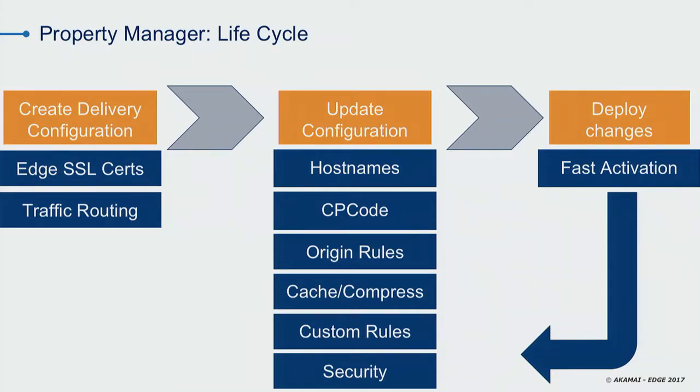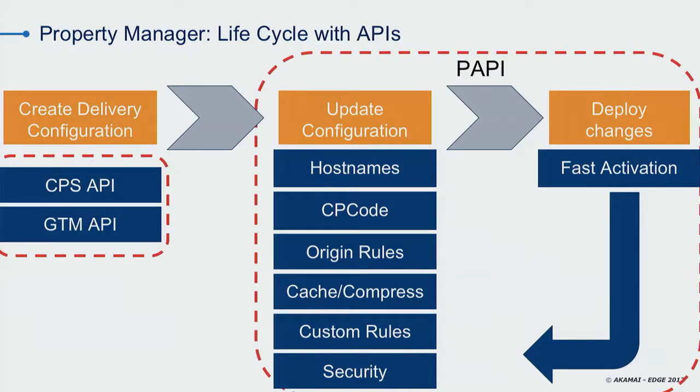And then you deploy those changes with fast activation, which means you can push things out in 10 minutes or less. And we'll actually talk about that when we talk about deployment. But the main focus here is, where do the APIs fit in? Property Manager API will take care of that update and deploy process that you would need to do on that daily or weekly recurring basis. You can use APIs to create the configuration as well, but it's more likely that you would need to make continuous updates to an existing configuration.